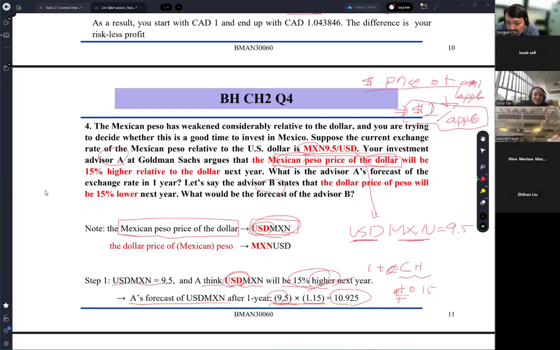What about B's forecast? B says dollar price of peso. Like this one, we can translate this form into peso in the denominator, dollar in the numerator. So MXN/USD. So B says MXN/USD will be 15% lower. So MXN will have 15% lower value.